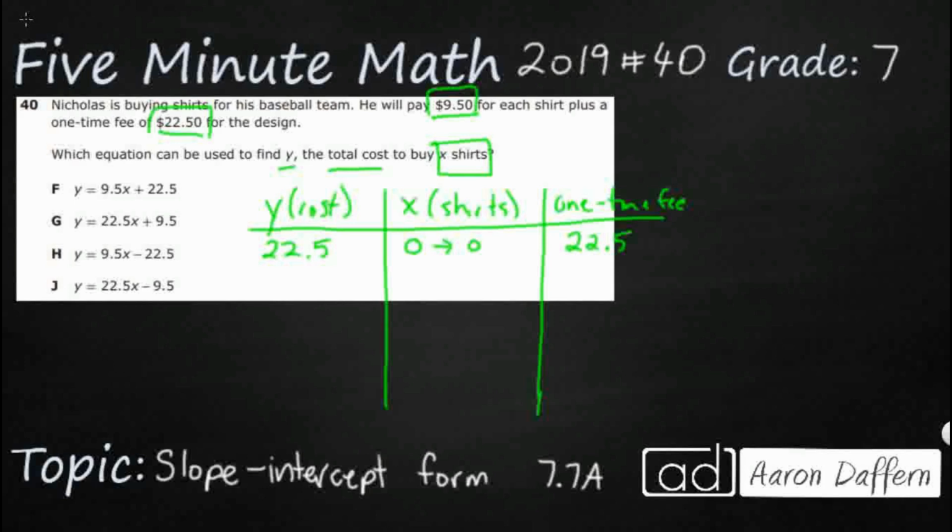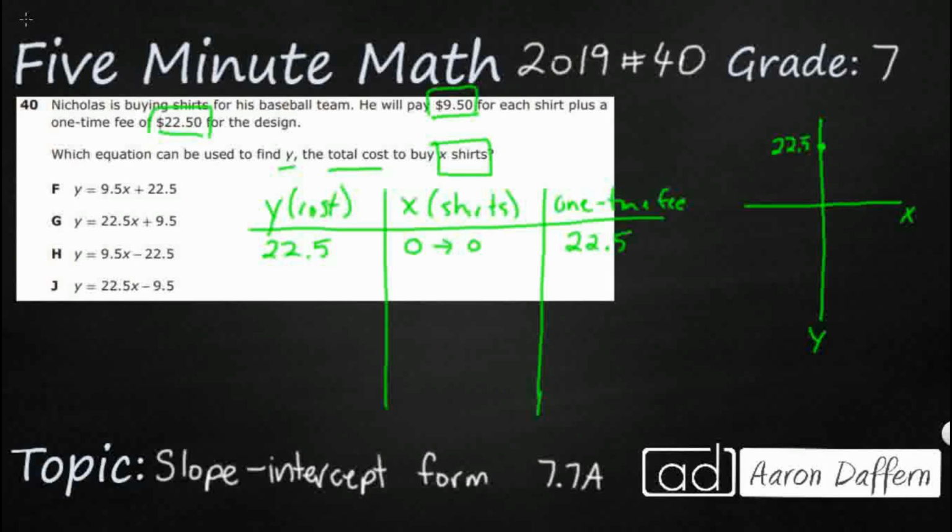And so that should make us think of an xy coordinate plane right here. And so here's my y, here's my x. If I don't buy any shirts, I've still got to pay 22.5. Let's say that's where that is. That's going to be my y-intercept. Because even when my x is 0, I'm still paying $22.50 to design the shirts.